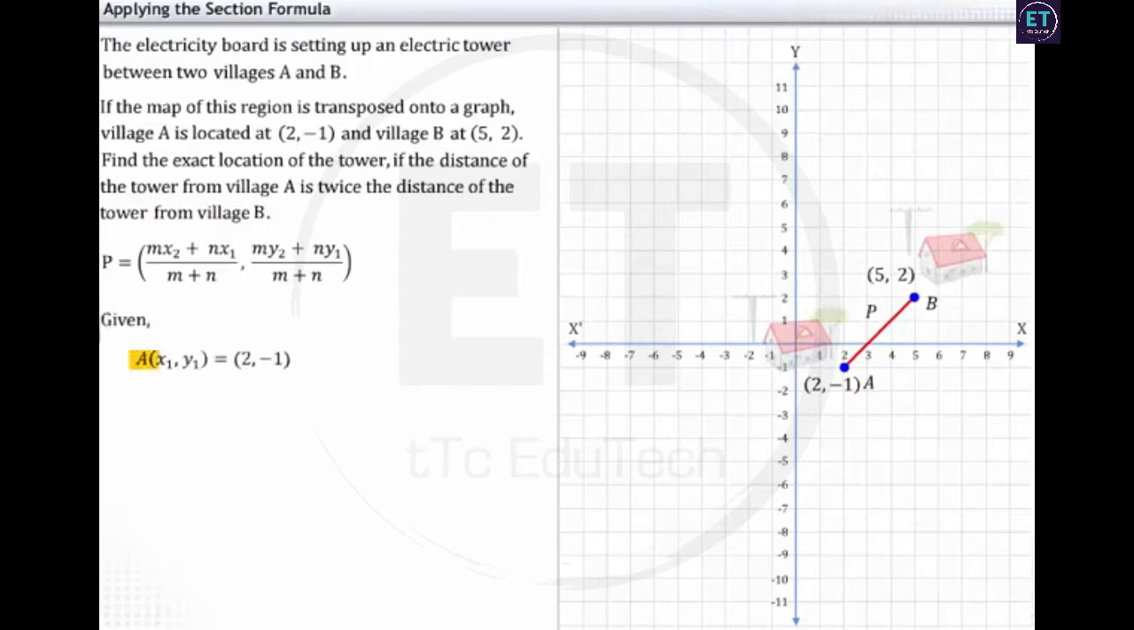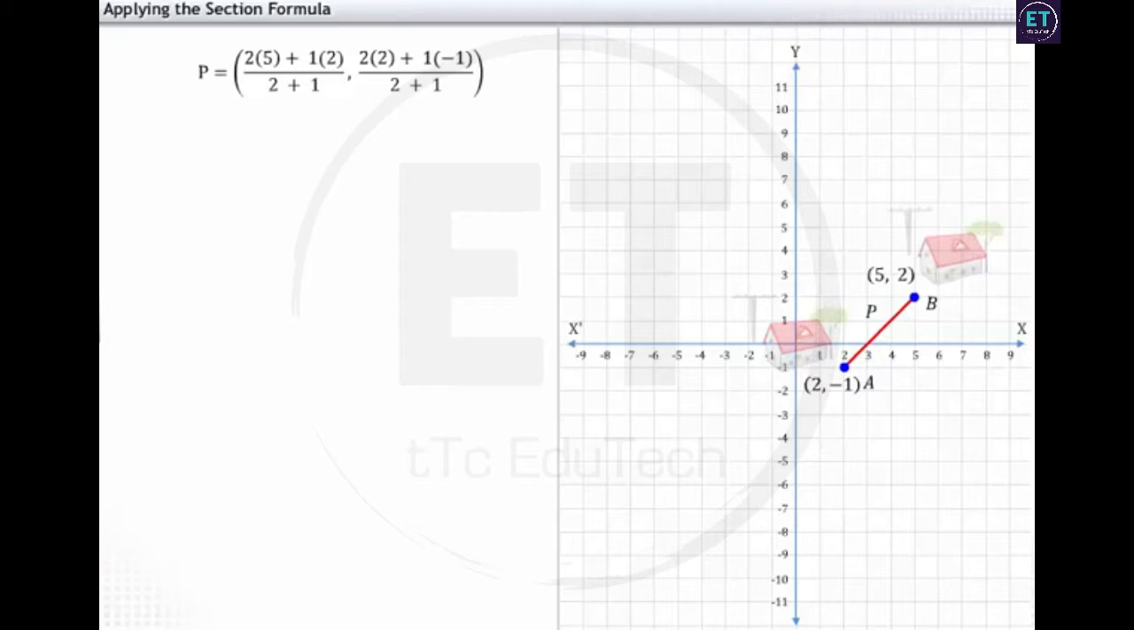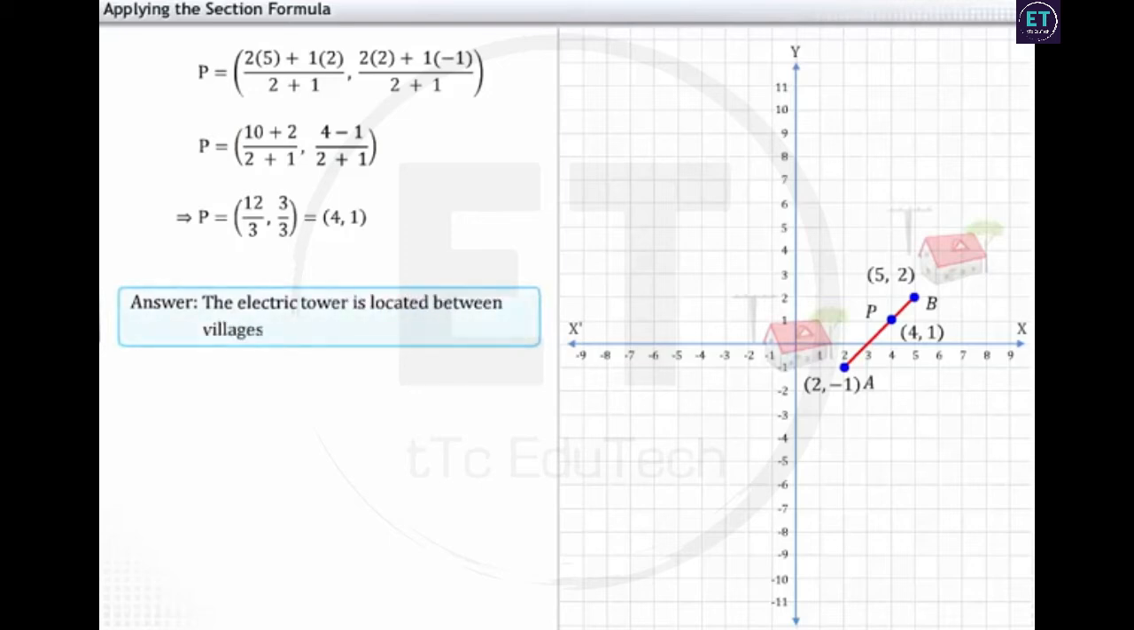According to the problem, coordinates of village A, x1, y1 is equal to 2, -1. Coordinates of village B, x2, y2 is equal to 5, 2. The ratio of the distances of the tower from villages A and B, or m:n equals 2:1. Substituting the coordinates of A, B, and the ratio m:n in the section formula, you can determine the coordinates to specify the position of the tower. Simplifying, you get the coordinates of P as 4, 1. The electric tower is located between villages A and B at 4, 1.